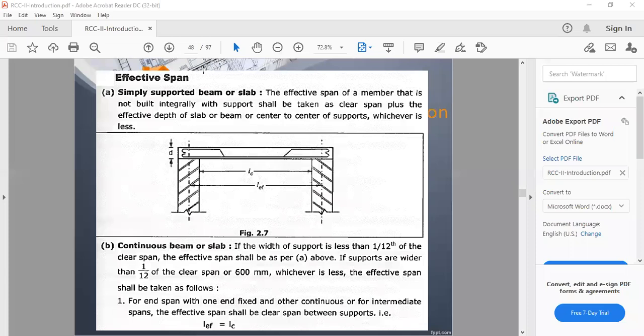In the next lecture, we will go ahead with these terminologies, what is the effective span and all those things. So we'll stop here. Thank you.